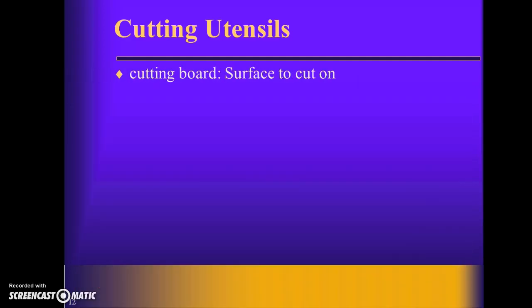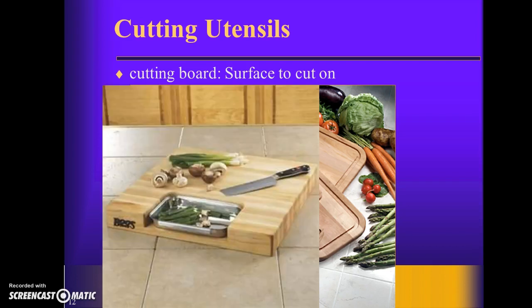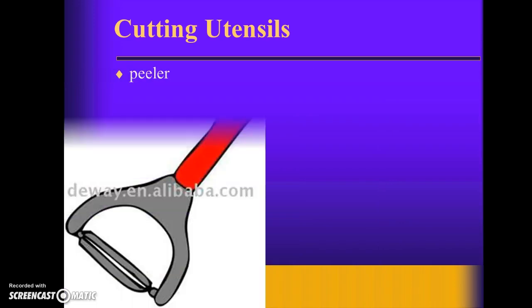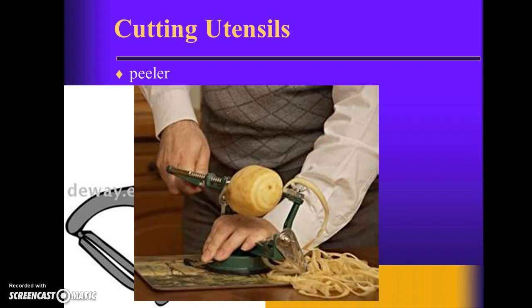Okay, cutting boards, surface to cut on. Now these boards here, the wooden ones, the only thing I would cut on that would be probably bread and maybe some dessert items. I would definitely not use it for meats. The peeler removes outer skin.